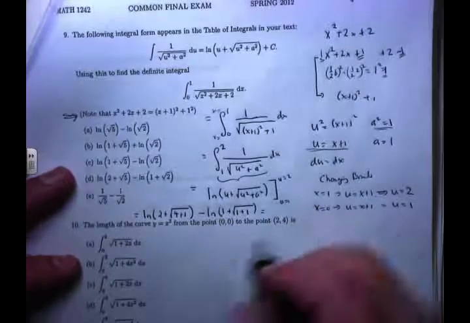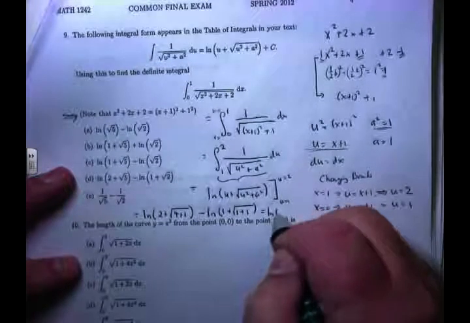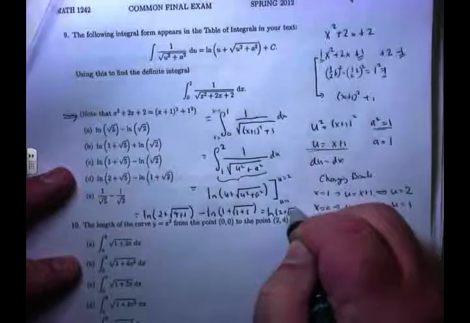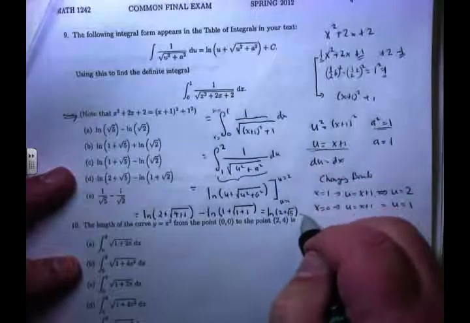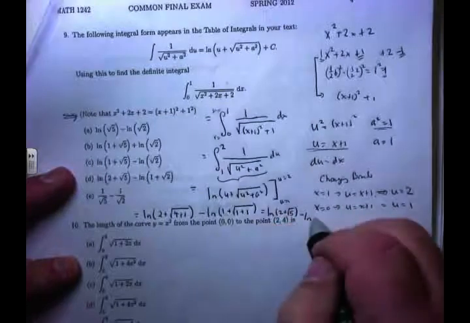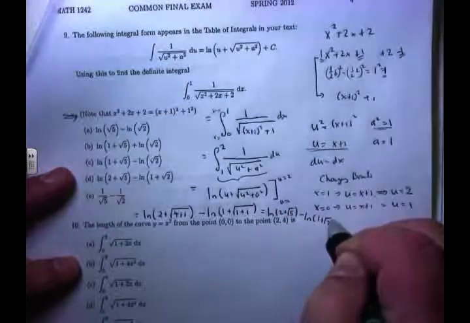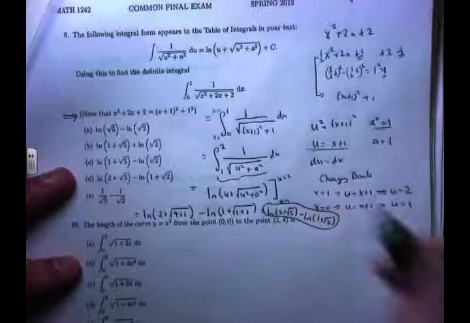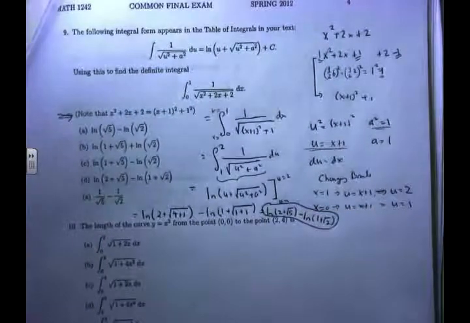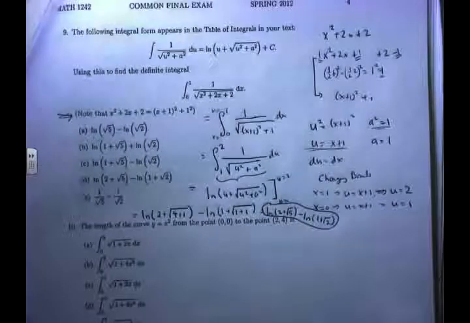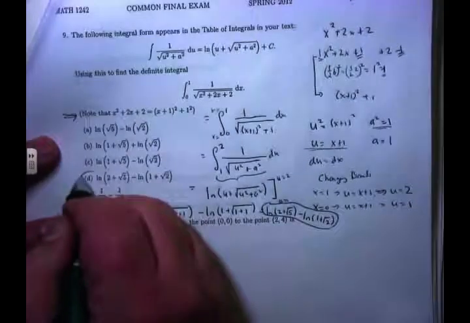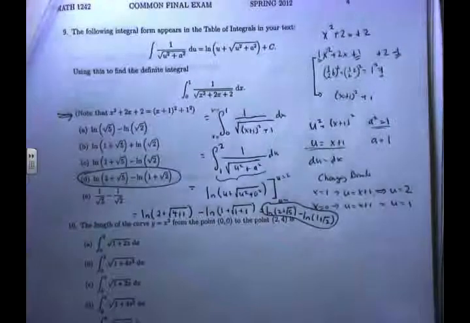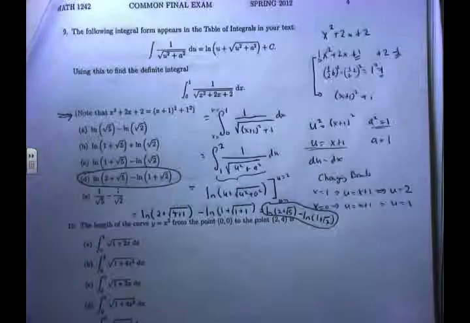And now I just clean it up. So this is the natural log of 2 plus the square root of 5 minus the natural log of 1 plus the square root of 2. So there, and I had to put in a little angle, there is my answer. Which is going to be answer, which one? D. Yeah.